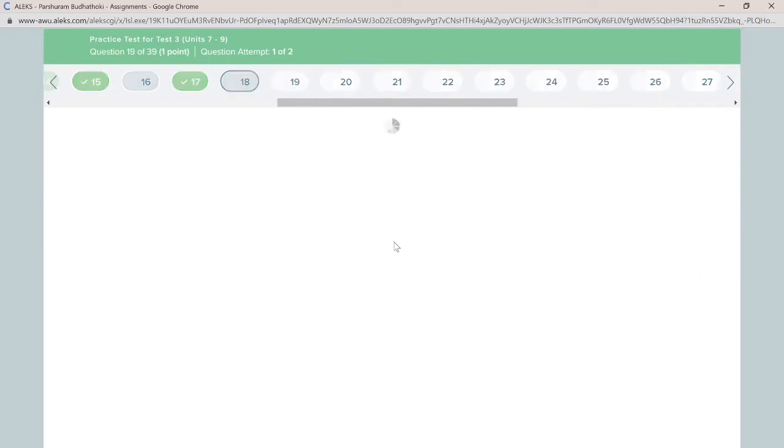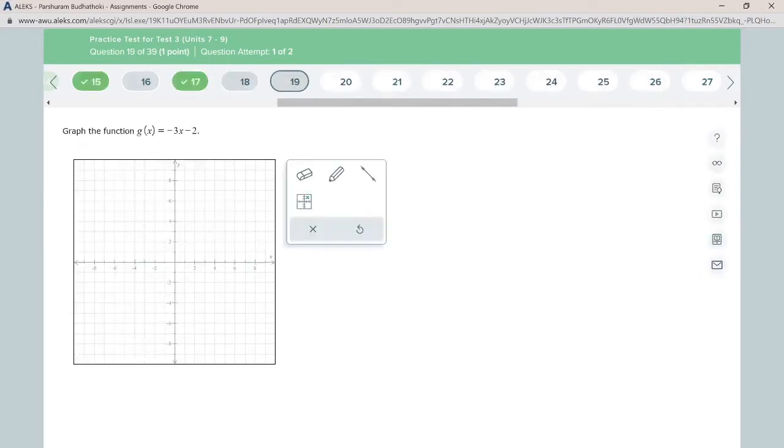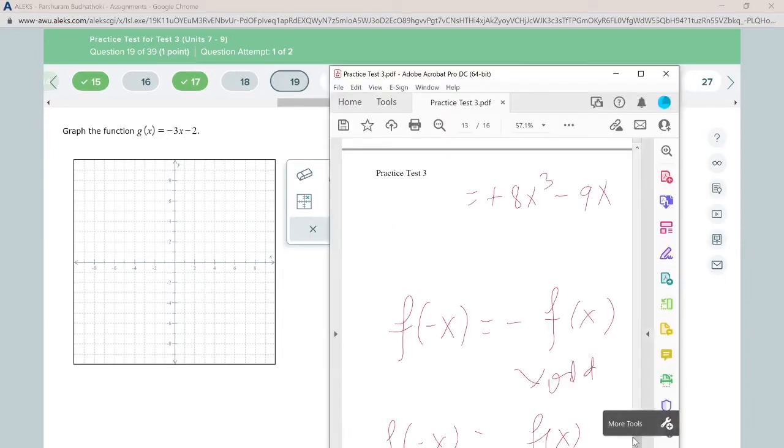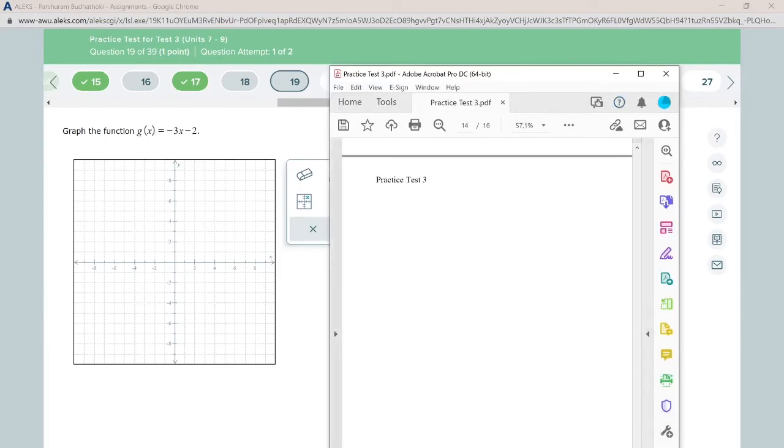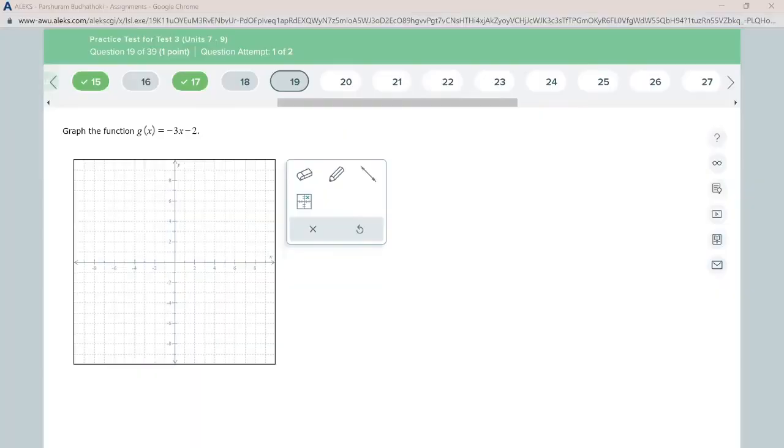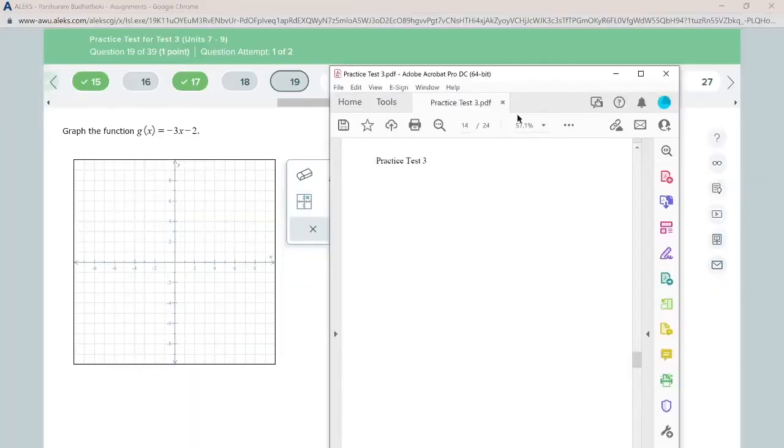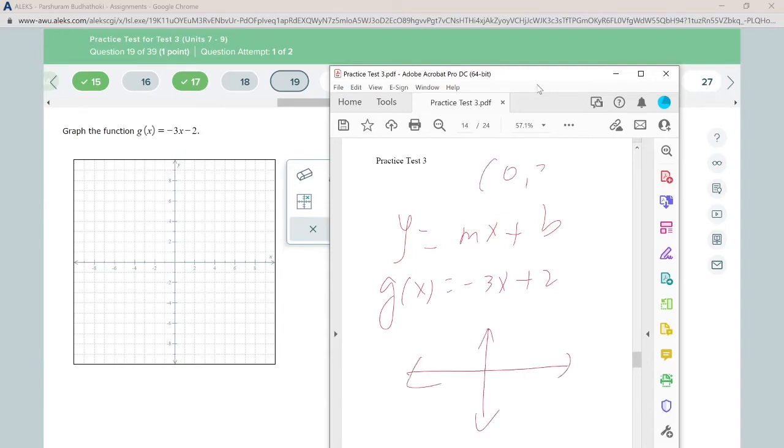Let's go to the next problem, problem 19. You have to graph a linear function, which is a straight line. Looking at problem 19, as you can see here, this is a y equal mx plus b form. So g of x equal negative 3x plus 2, where 2 is your y-intercept, negative 3 is your slope. So y-intercept means 0, 2 would be on the graph. So 0, 2 means 0, 1, 2.